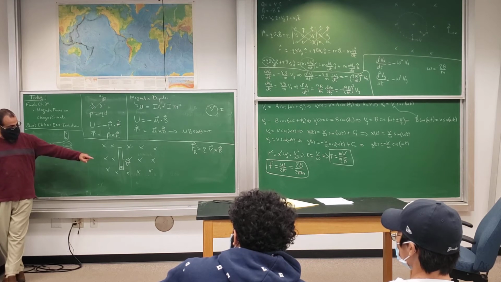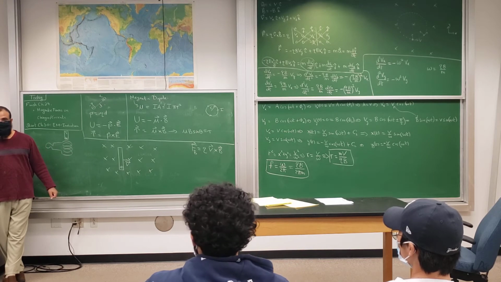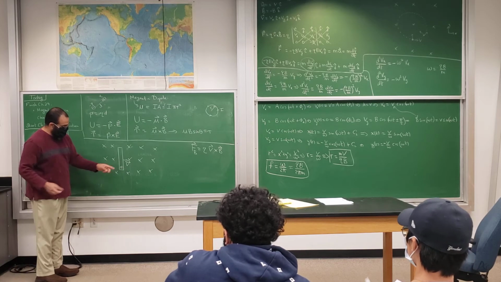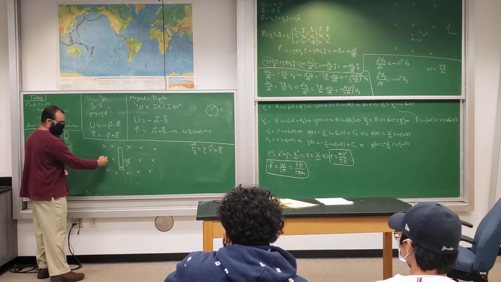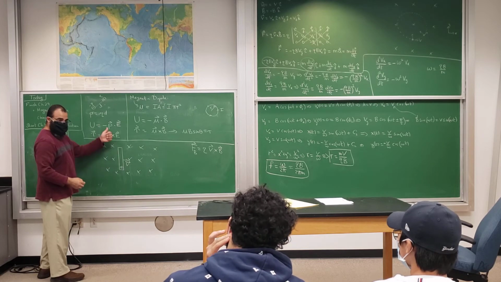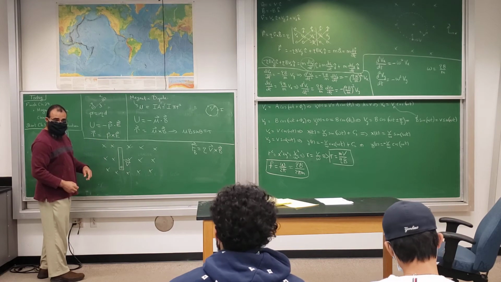Your velocity is to the right. Magnetic field is upward. Velocity is this way, magnetic field is this way. If there's a cross product, this way, yeah. So if you're a plus charge, you will go this way. If you're a minus charge, you will go down, right?